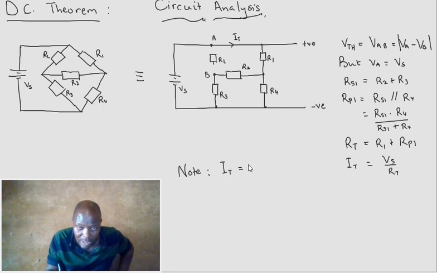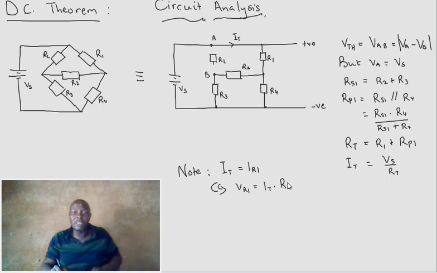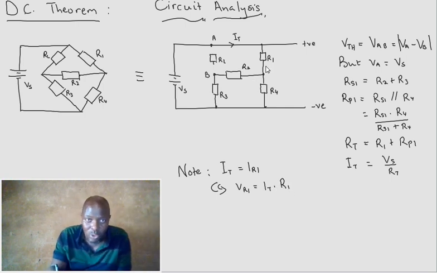is the same as IR1, which implies that we know VR1, because it will simply be this I total, or IR1, times R1. That will be easy. So it will give us the voltage there. Once we've got the voltage there, our life is easy.